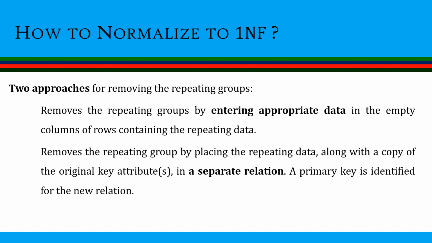We have two approaches for that. We can remove the repeating groups by entering the appropriate data in the empty columns of rows containing the repeating data. In this case, the data will be repeated. And in the second approach, we can remove the repeating group by placing the repeating data along with a copy of the original key attribute in a separate relation, and the primary key for the new relation is identified. That means we can decompose the relation into two for avoiding these repeating groups.